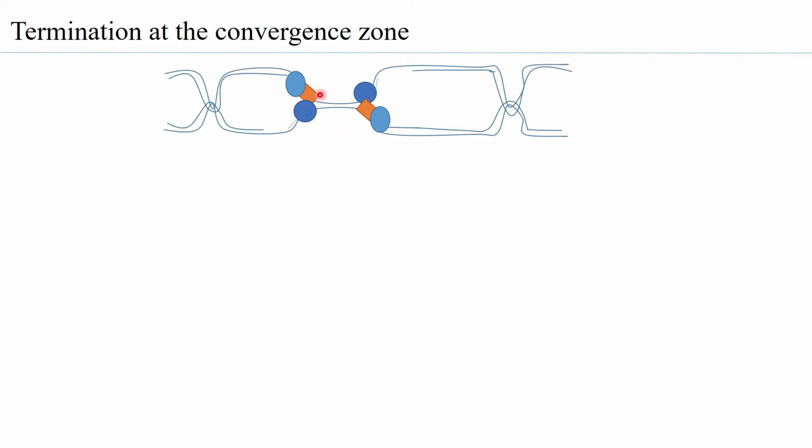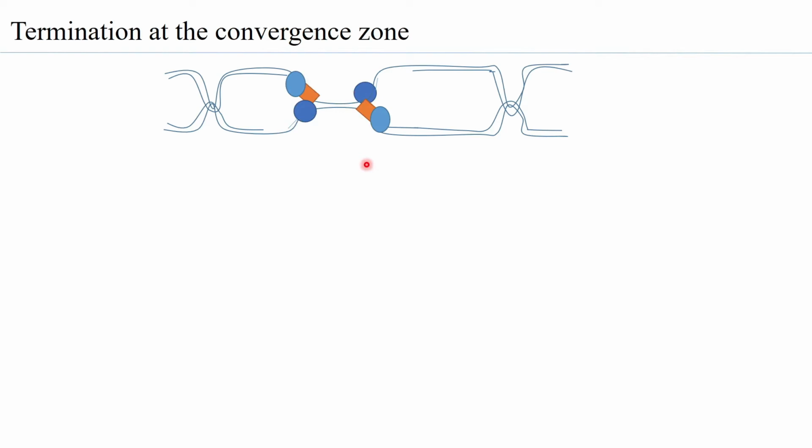One of the theories was that as these two further come close to each other and encounter each other, when the two CMG complexes encounter each other, this interaction of the two CMG complexes can change their conformation and lead to the disassembly of both simultaneously. That was one proposal. The second proposal was that maybe one of the replisomes unloads first and then the second replisome unloads. And the third proposal was that neither of the two unloads at this convergence zone, they just bypass each other.